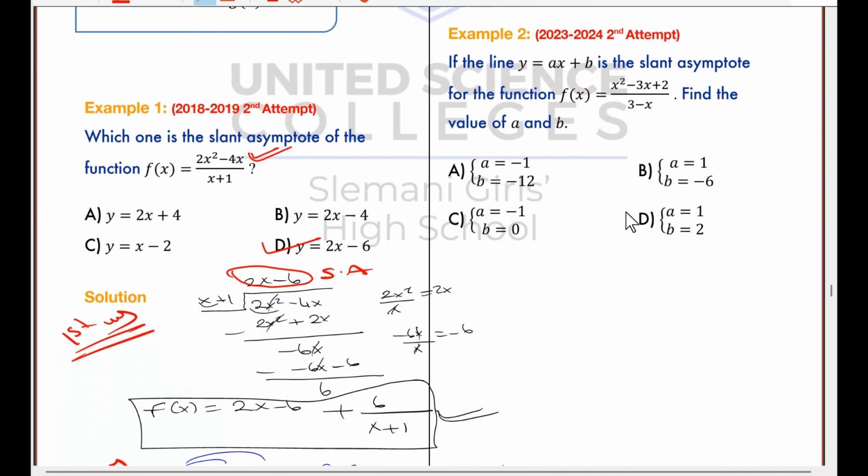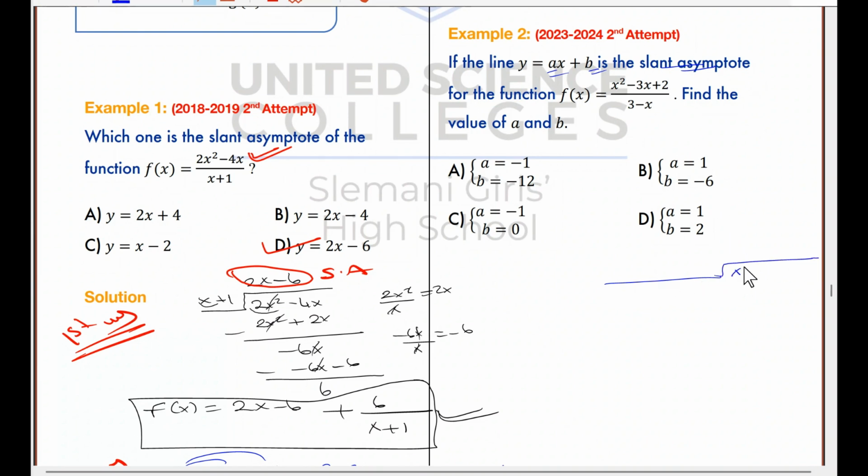Okay, let's take a look at the ministry exam question. The slant asymptote is given with two unknowns. The function is given. Find the values of a and b. To find the slant asymptote, we have to do long division, because in the options we don't have the slant asymptote, so we cannot try options. We can actually do it one by one, but I think long division is better here.